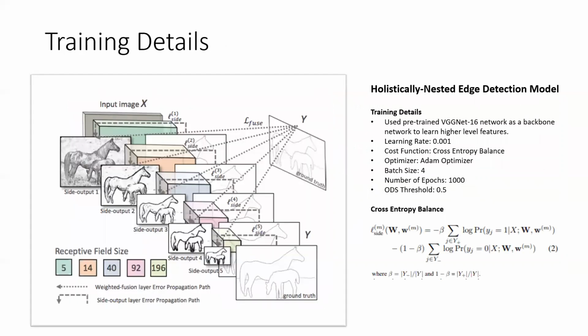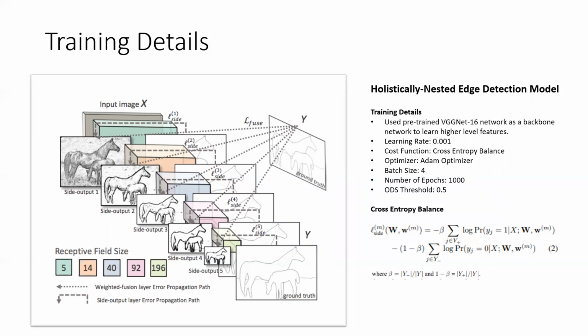I used a balanced cross-entropy cost function for training each of the side layer outputs. This was to account for the fact that edge pixels are grossly outnumbered by non-edge pixels in the data, and as such, there's a need to prevent the model from valuing higher false negatives over true positives. I then trained the data using the Adam optimizer. The sample was trained over 1,000 epochs at a learning rate of 0.001.